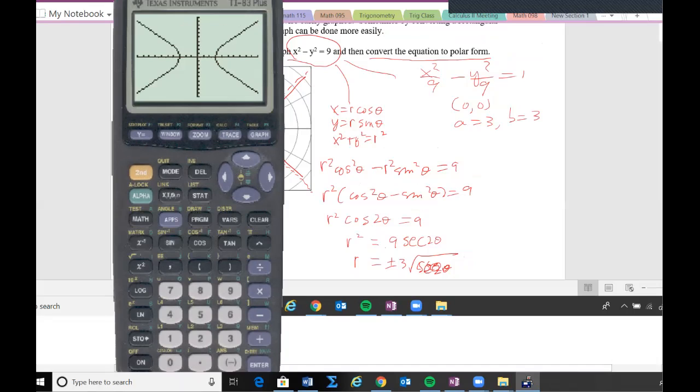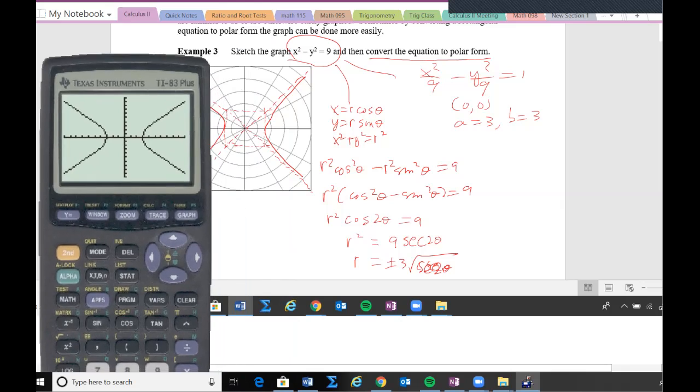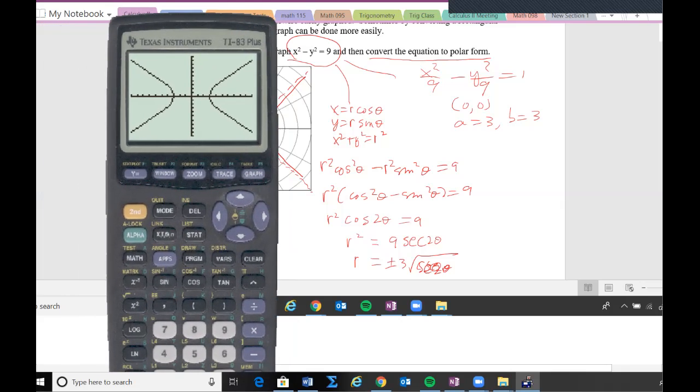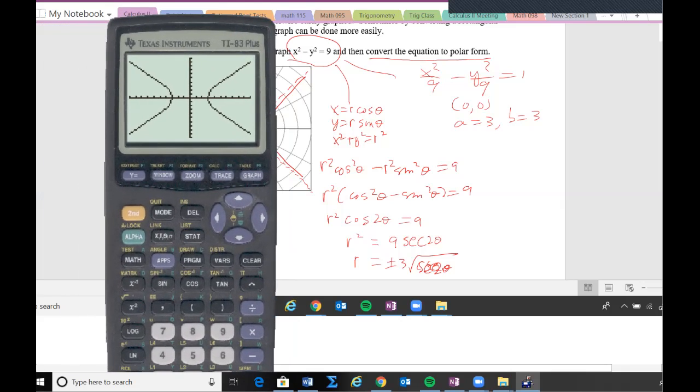So we have to be careful with how we graph with the polar coordinates here, because you may not even see the whole graph if you don't get the right window, if you don't put in the right values of theta. So that's what happened here.